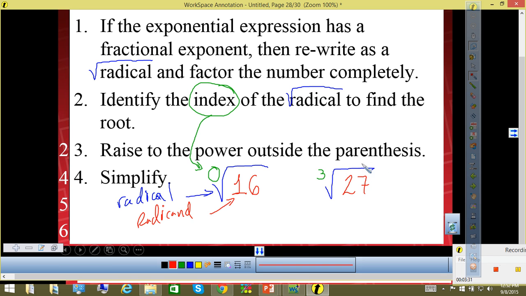Look at this expression. The radical is a symbol, right? What is my index? 3. What is my radicand? 27. Does everybody see that? Okay.